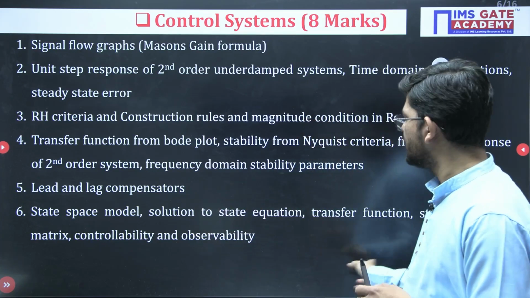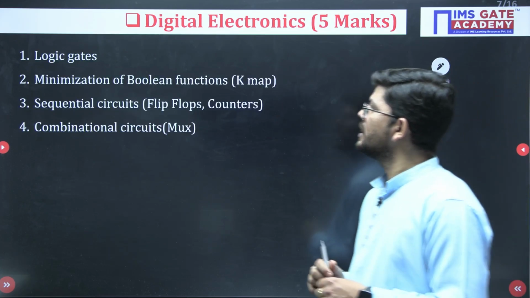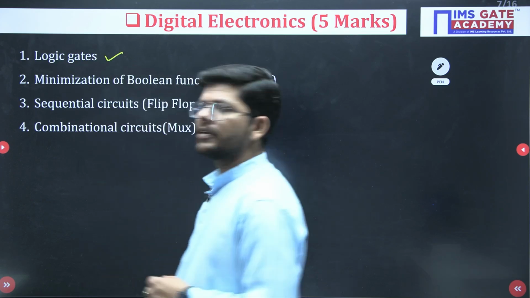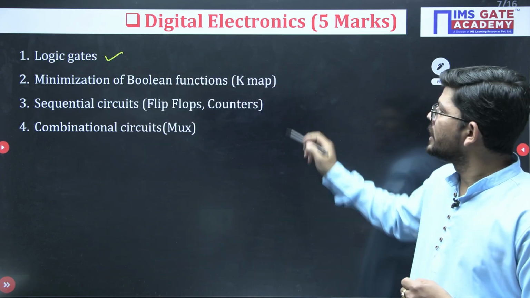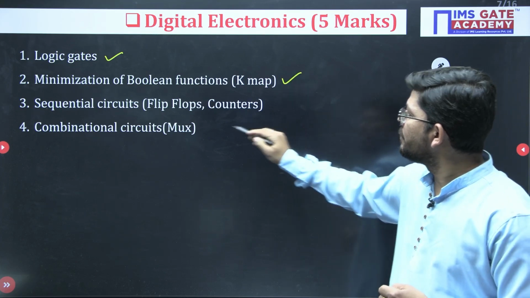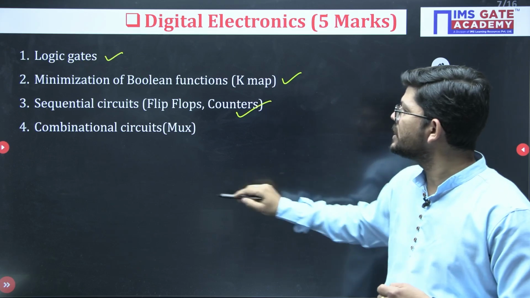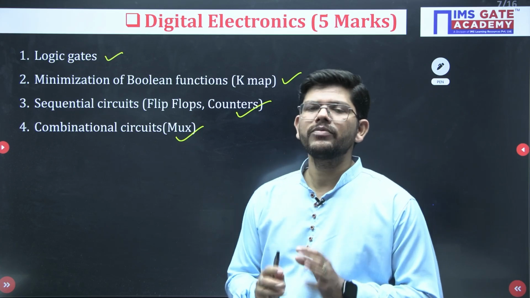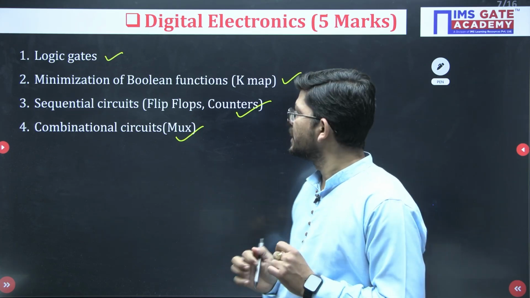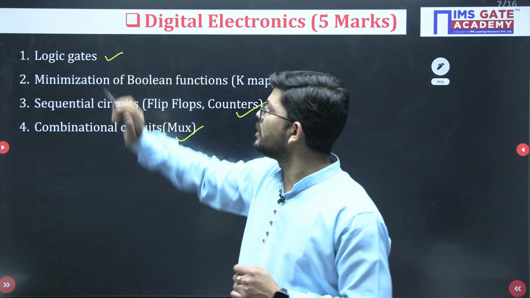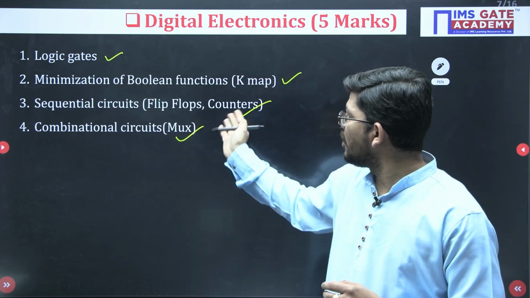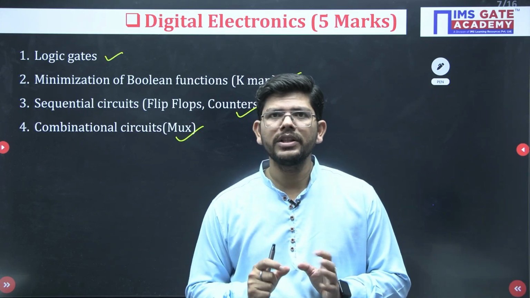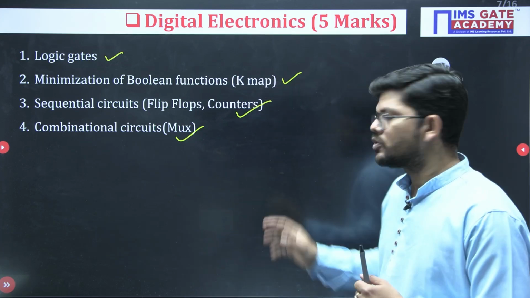Then comes the digital electronics, weightage 5 marks. Okay, so what are the important topics? Logic gates, Boolean expressions, then K-map, and then flip-flops and counters, specifically counters, and from combinational circuits, MUX. So MUX and counters are the two topics from which definitely you will get a question. Then you will get a question on logic gates. So logic gates, counter and MUX, these three are the very important topics. Definitely you will get a question on these topics. So be very well prepared about these topics.